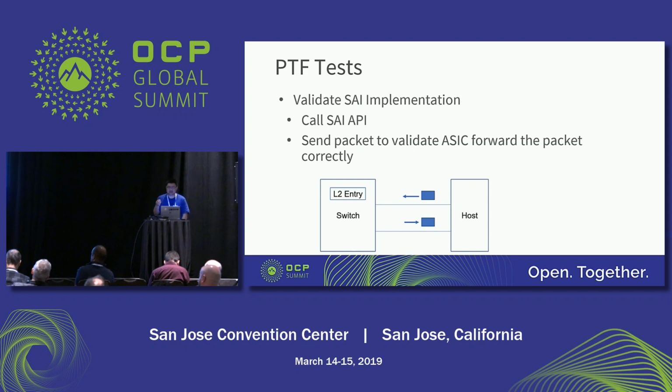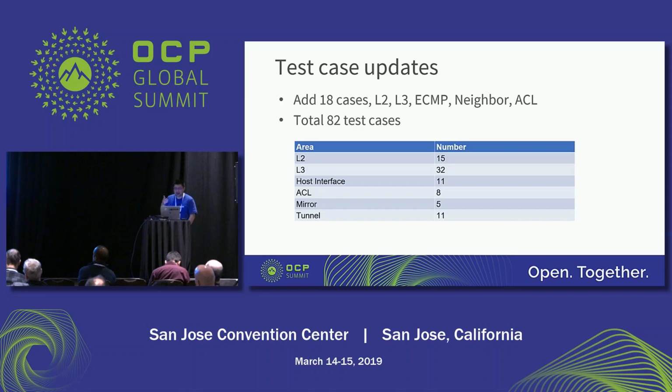So using this idea, we can just call the SAI API, send the packet, and validate the implementation of the SAI. And this can be extended across different SAI implementations. So in the last year, the community was able to add 18 test cases around layer 2, layer 3, ECMP, neighbor, and echo. So altogether, we have 82 test cases, mostly focusing on layer 2, layer 3, host interface, echo, mirror, and tunnels.